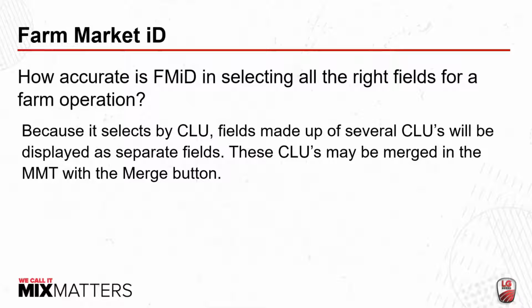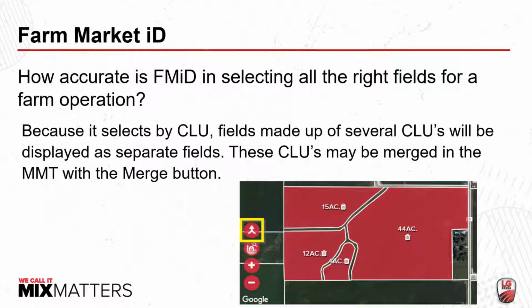Because it selects fields by common land unit, fields might be made up of several common land units displayed as separate fields. Now, these common land units can be merged into one field in the Mix Matters tool simply by using the merge button. This example shows 4 different common land units here that are actually one field. By using the merge tool button, we can quickly bring those into one field and name that as one field.